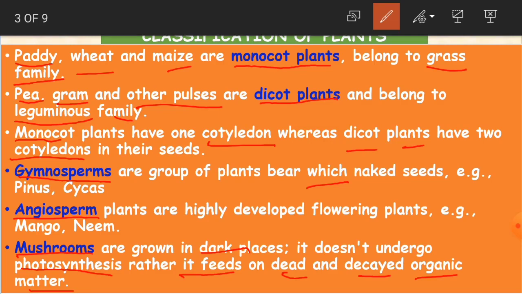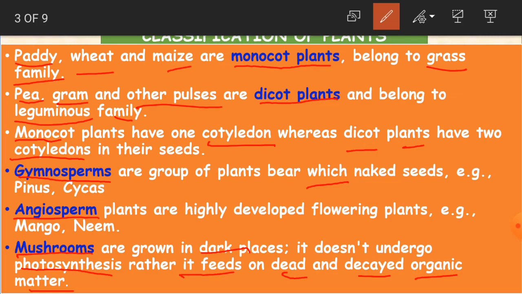Unlike green plants, which undergo the photosynthesis process, mushrooms are non-green plants, so they cannot carry out photosynthesis for their food. Then how do they get their food? They get their food by taking dead and decayed organic matter, in the sense of other plants or other organic matter. What are dead? Insects, small insects, dead, damaged, decayed, spoiled insects or plants, they take them as their food. This is about mushrooms.